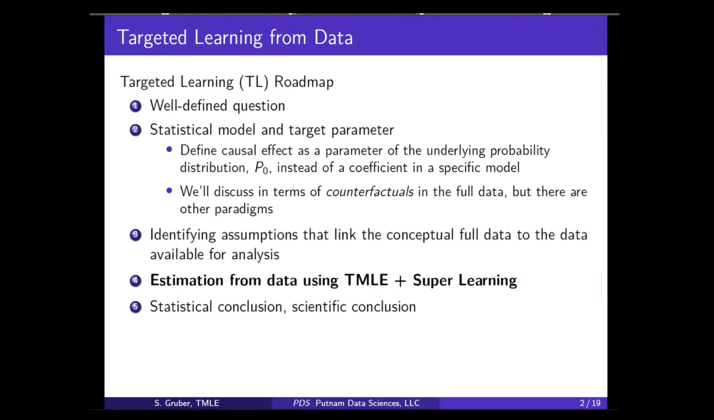And once you have the estimate, you get some kind of statistical conclusion. You know, this thing is a statistically significant result or it isn't. These are the confidence intervals, 95% confidence intervals, for example. And from that, you can draw a scientific conclusion. So those are the steps in targeted learning from data.